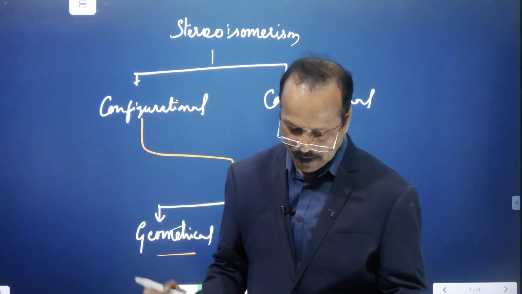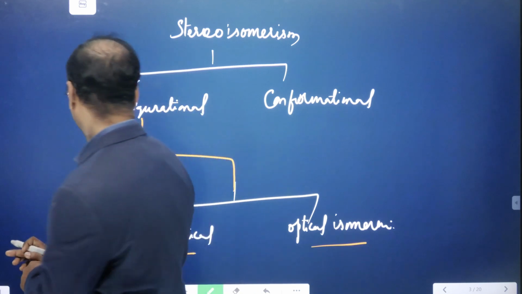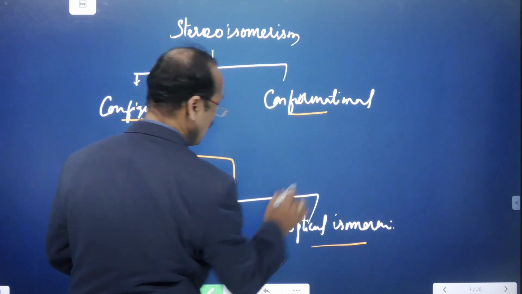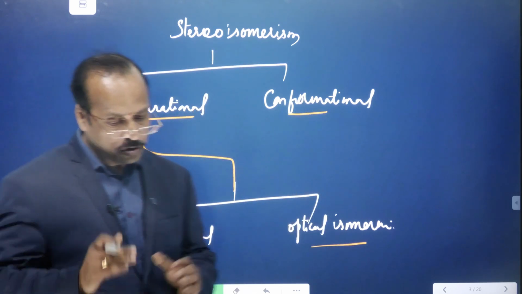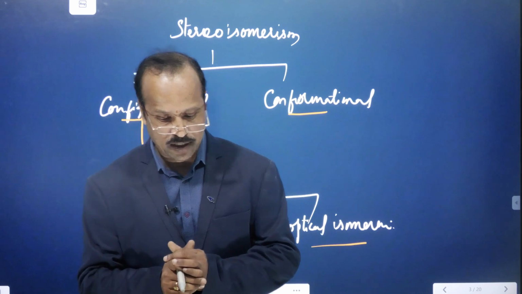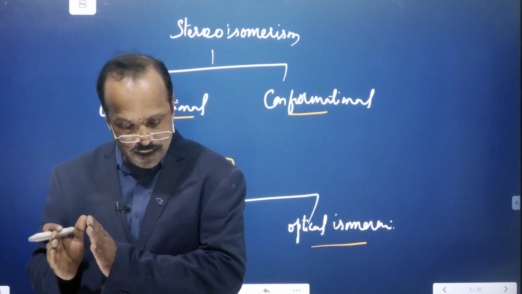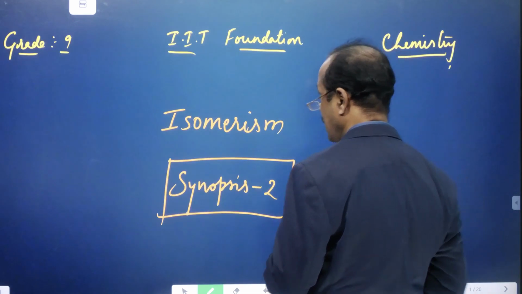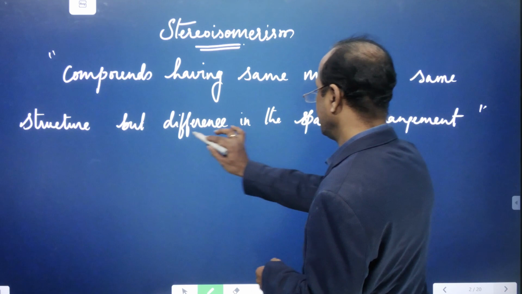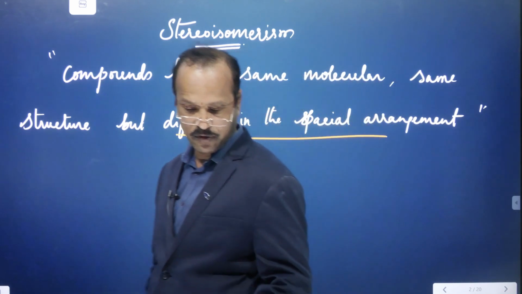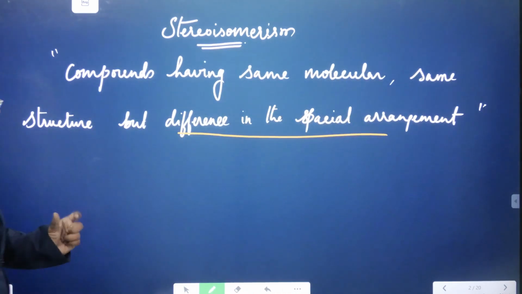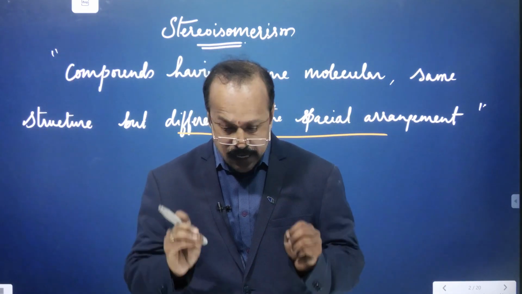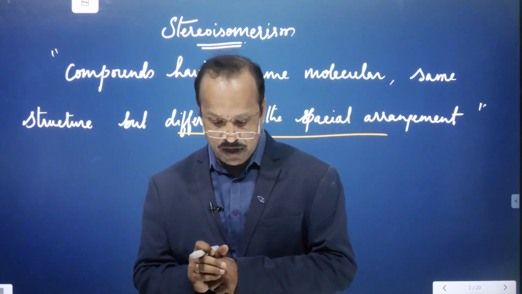So open the material, page number 93. First we discuss what configurational isomers mean and what conformational isomers mean. Configurational isomers means the isomerism which arises due to the difference in the spatial arrangement. The connectivity is still the same, but the thing is that they are not interconvertible.